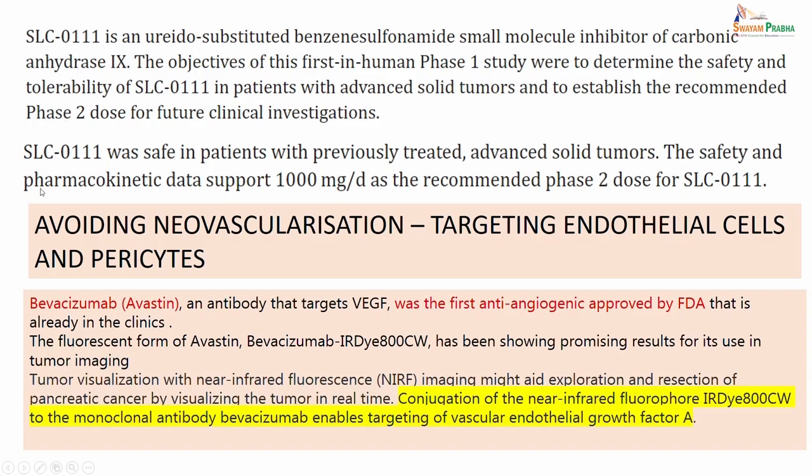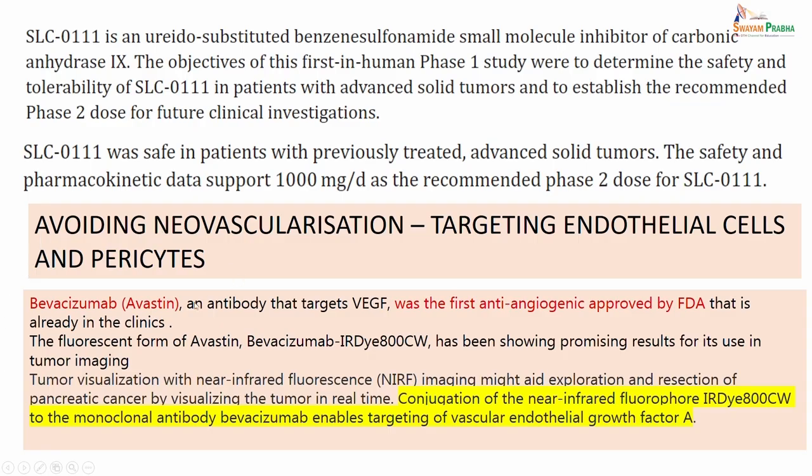So, this phase 1 study shows that the SLC-011 was safe in patients with previously treated advanced solid tumors, and the safety and the pharmacokinetic data supports 1000 milligram per day as the recommended phase 2 dosage for this particular small molecular inhibitor SLC-011. So, this will be able to take care of the carbonic anhydrase overexpression.